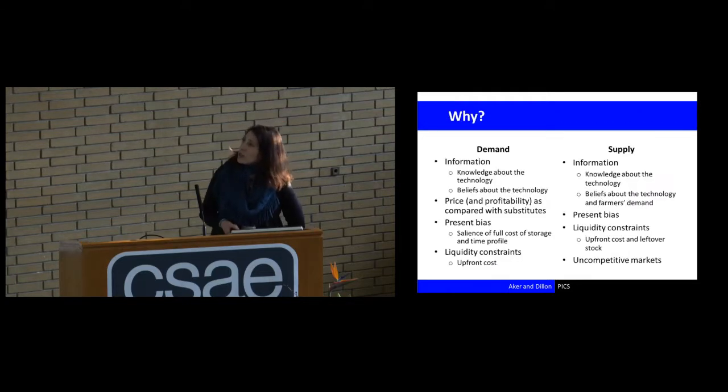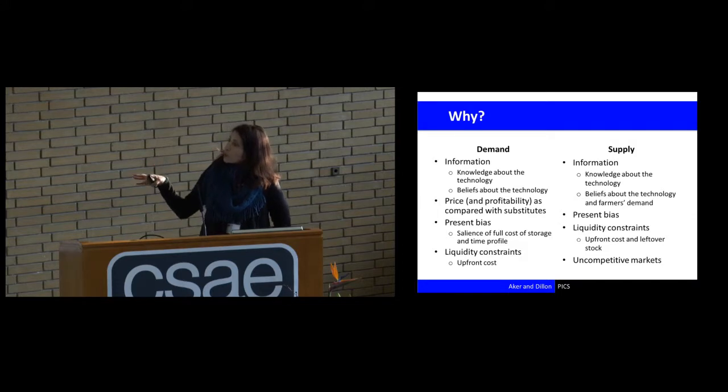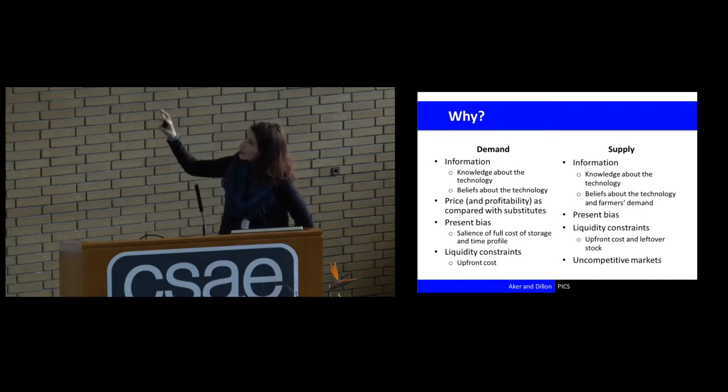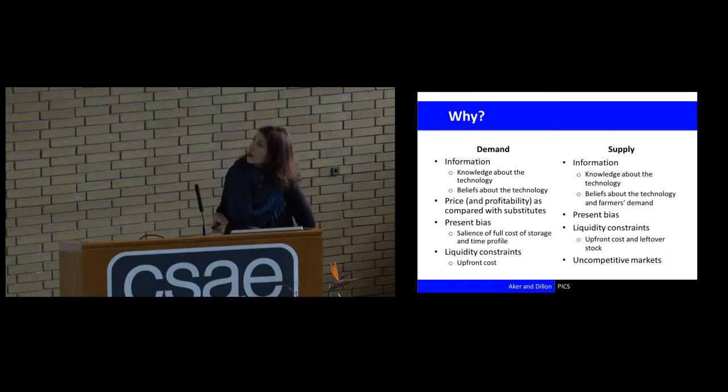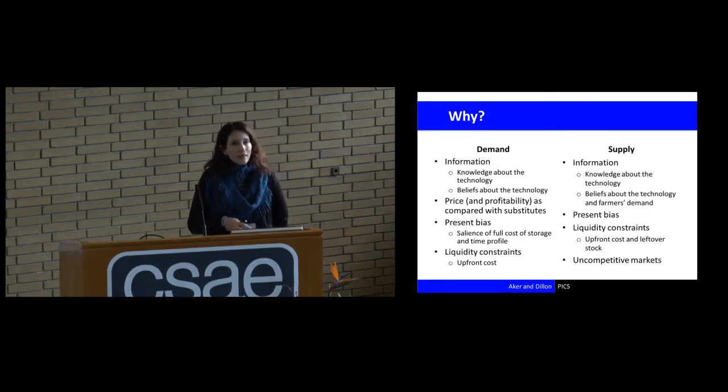So the question really is why. And Lauren went into a list before. We could go through all the information constraints, prices compared with other substitutes, present bias, liquidity constraints, and then on the market side, understanding how traders are actually getting access to this technology. The interesting thing here is that if you talk with farmers and traders, almost all of the traders know about this technology, so it doesn't seem that's necessarily the binding constraint. And farmers, even in the area with the lowest adoption rate of 3%, well over half of them have heard about this technology before.